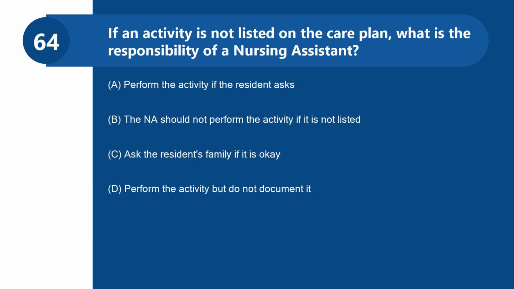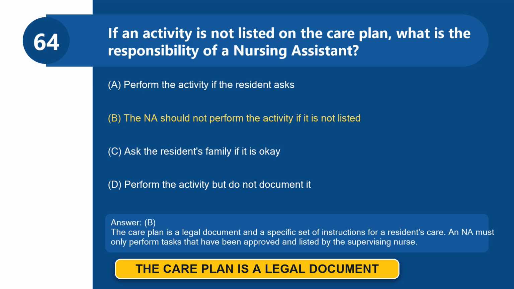Question 64. If an activity is not listed on the care plan, what is the responsibility of a nursing assistant? Option A, perform the activity if the resident asks. Option B, the NA should not perform the activity if it is not listed. Option C, ask the resident's family if it is okay. Option D, perform the activity but do not document it. The correct answer is option B, the NA should not perform the activity if it is not listed.